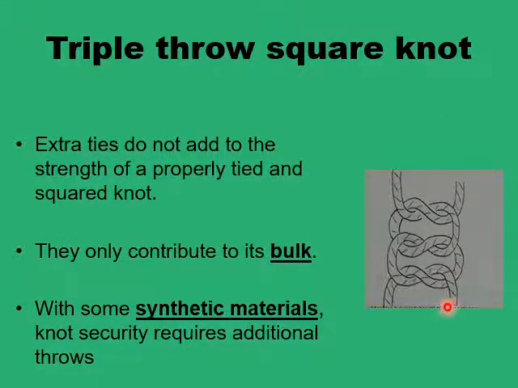And of course you can make any number required of half reef knots rather than two half reef knots in the square or the surgeon's knot. You can triple it or quadruple it, and this is something you do if you are using synthetic materials to add more friction and more security to the knot. Mind you, by doing this you add to the bulk of the suture material that would be left in the wound.